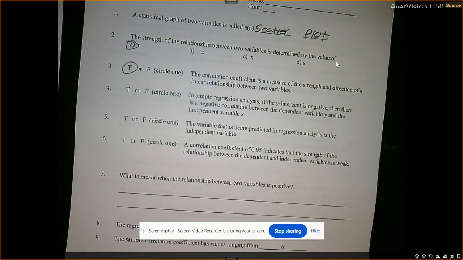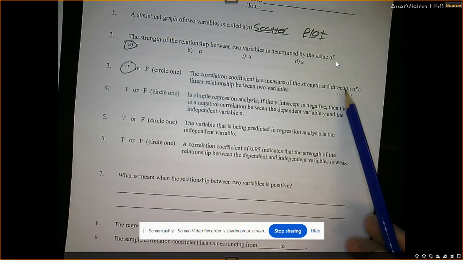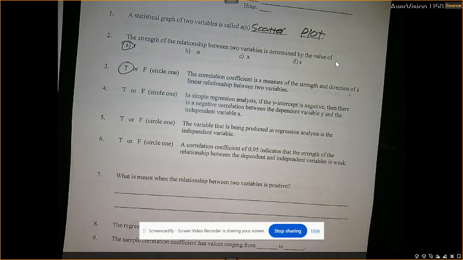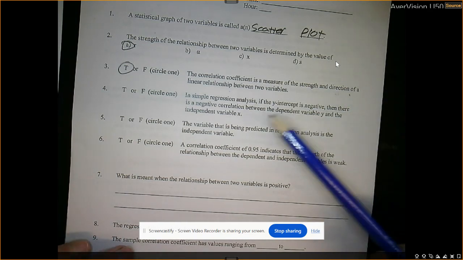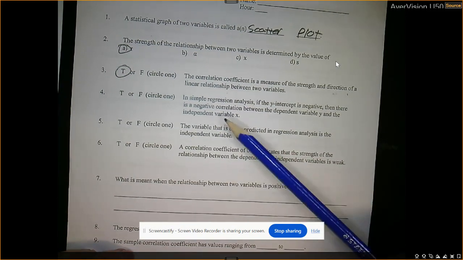R is either positive or negative, and that tells you the direction. The strength tells you, like if it's real close to -1, well then it's a strong negative relationship. And +1, I think you get the idea.